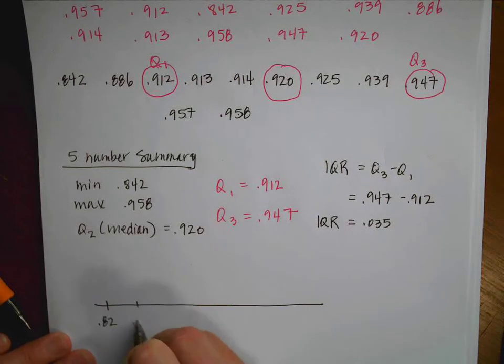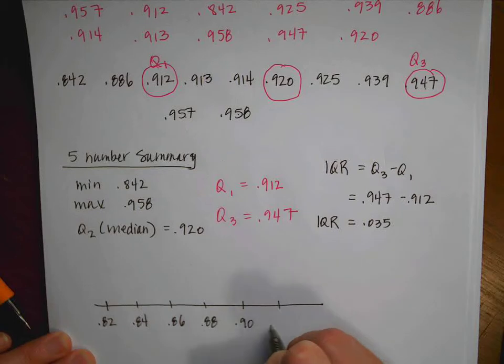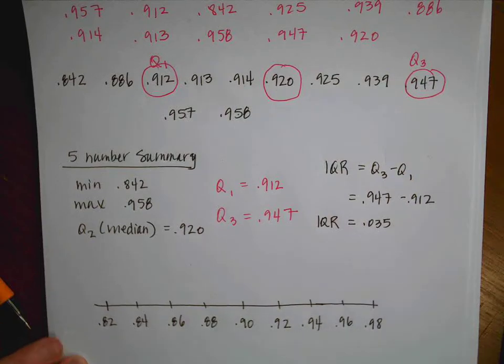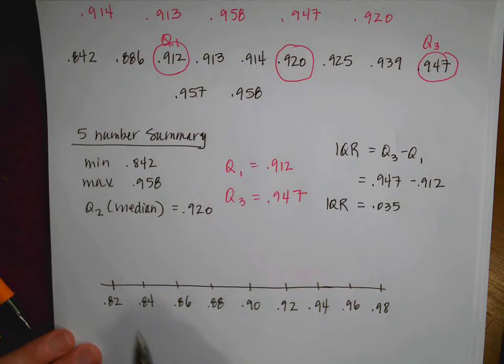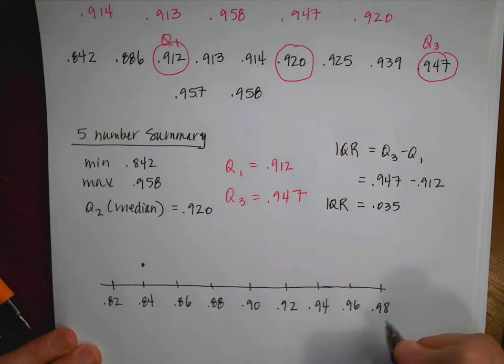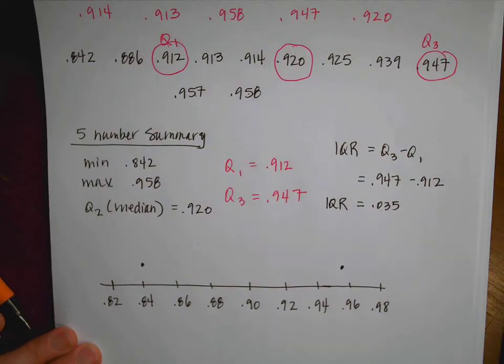So I'm going to draw my number line, and I'm going to start, I had 0.82, and then I'm going to do 0.84, and then 0.86, 0.88, 0.90, 0.92, I had 0.94, not quite long enough, 0.96, and then 0.98. So now I need to put these values on my graph. My minimum was at 0.842, so I'm going to put a minimum here. My max was at 0.958, so right there.